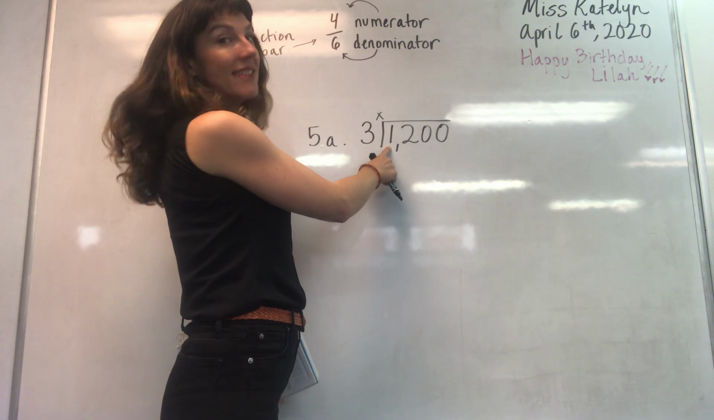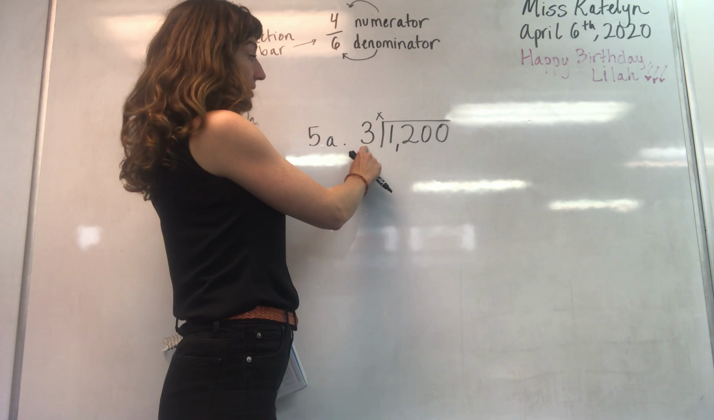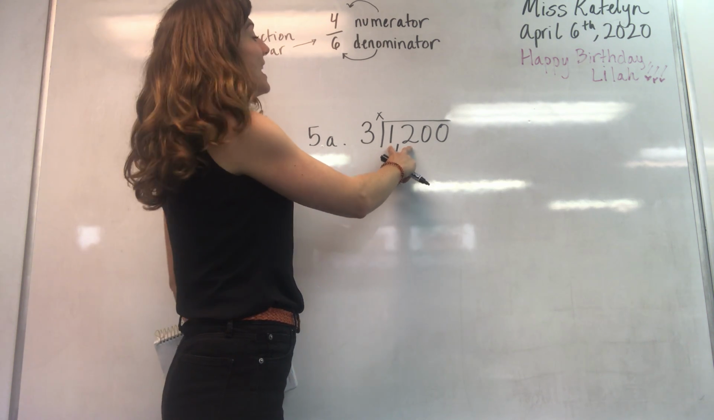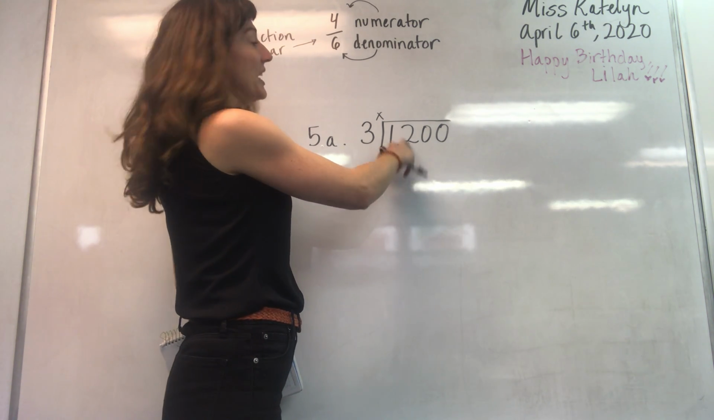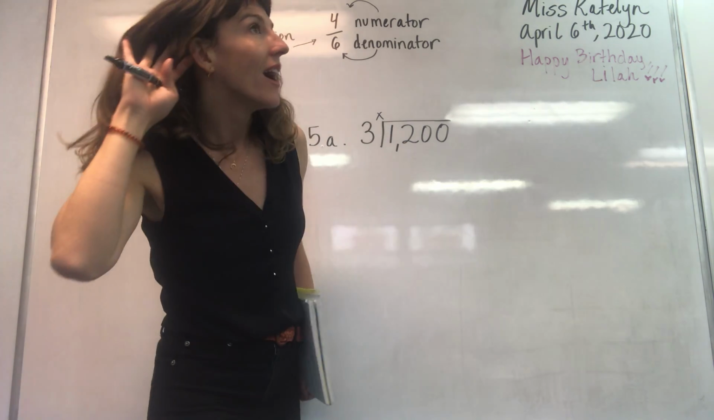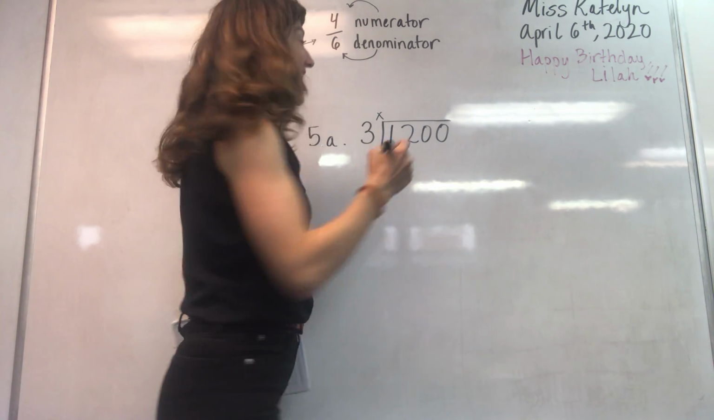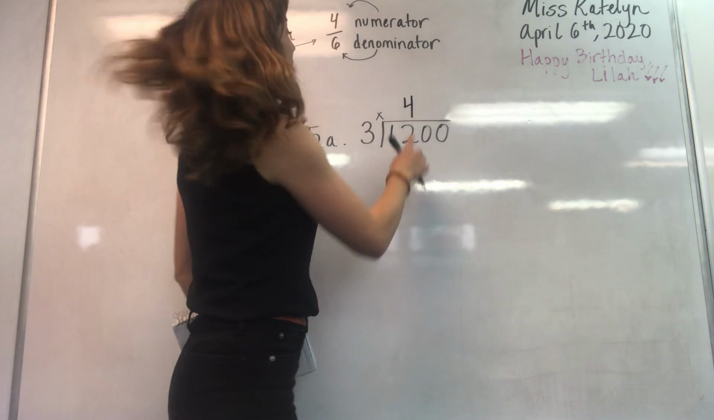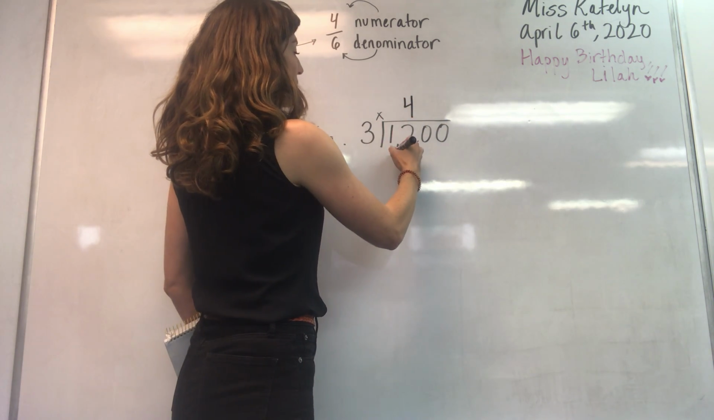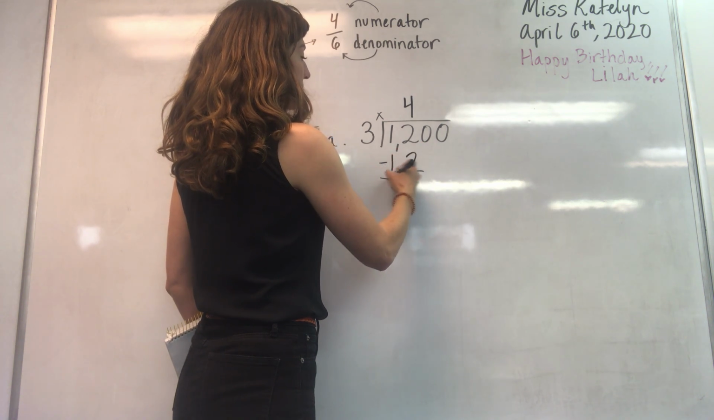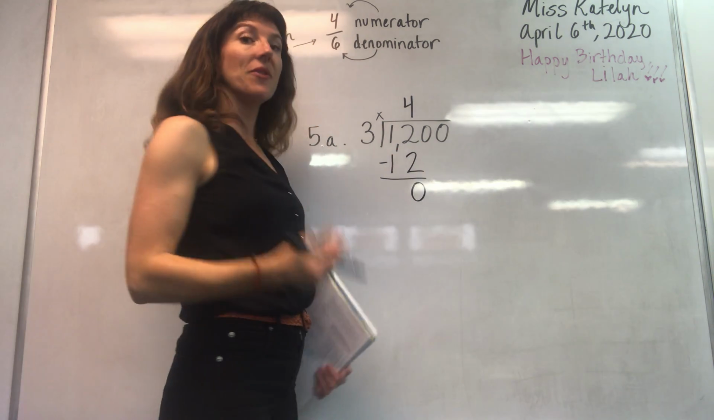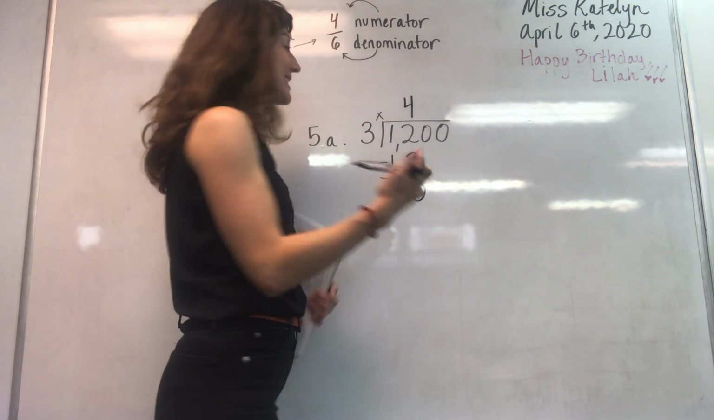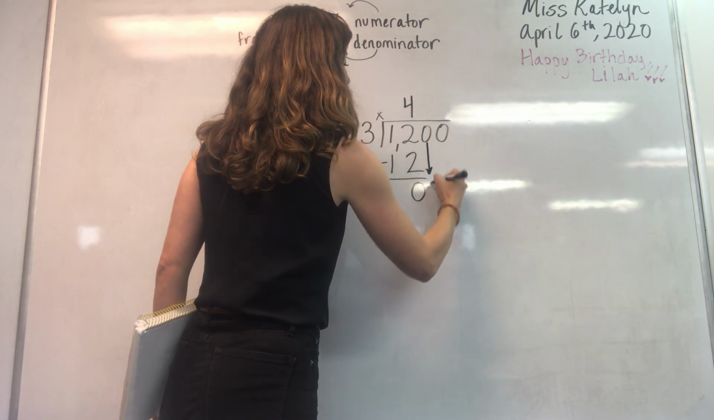1 is not equal to or greater than 3, so we must skip it, and now we look at 12. 12 is greater than 3. 3 goes into 12 4 times. So you put your guess right over the number 4. And then you go 4 times 3 equals 12. Subtract. 12 minus 12 is 0. Then we compare. Is 0 less than 3? Yes, it is. So we bring down 0.